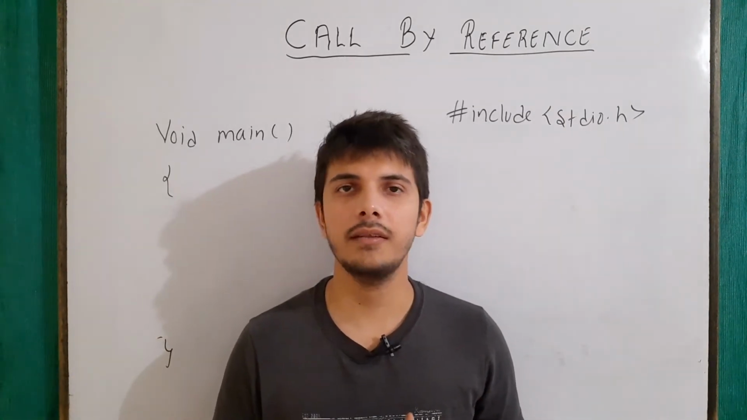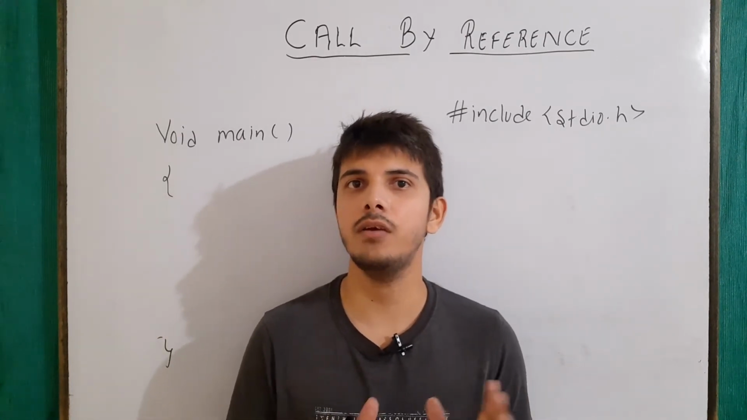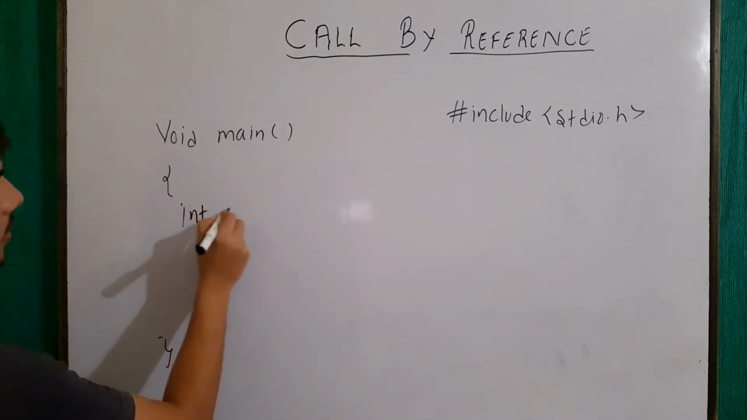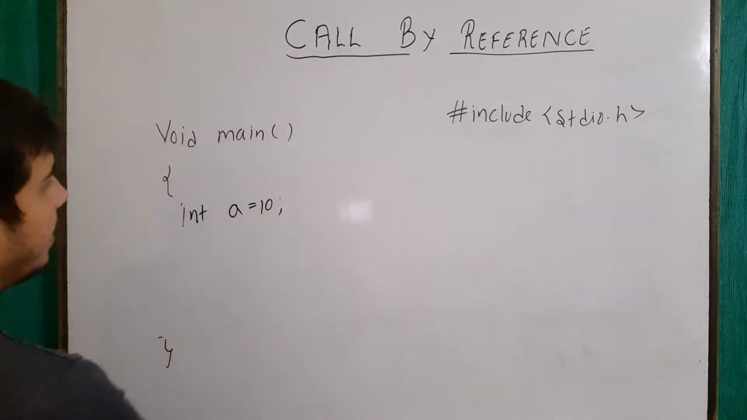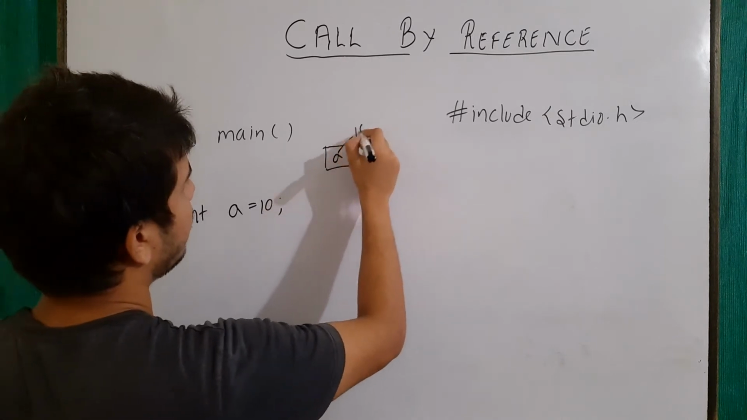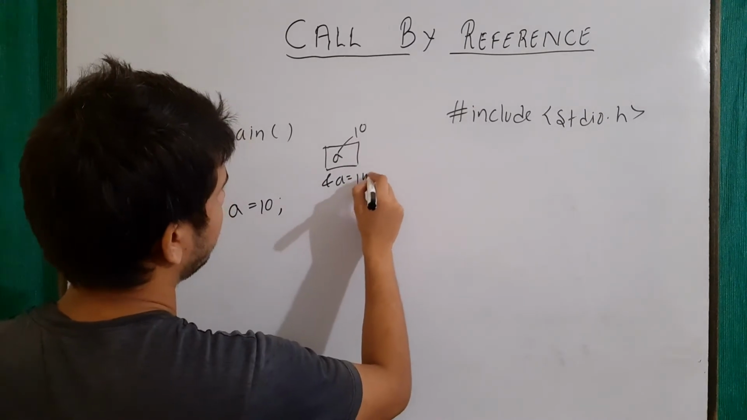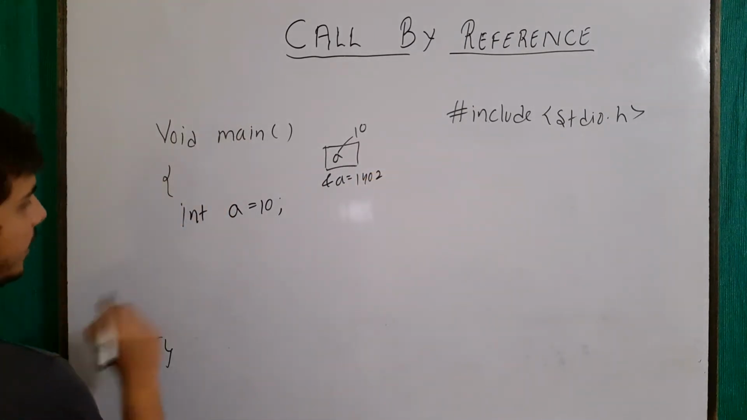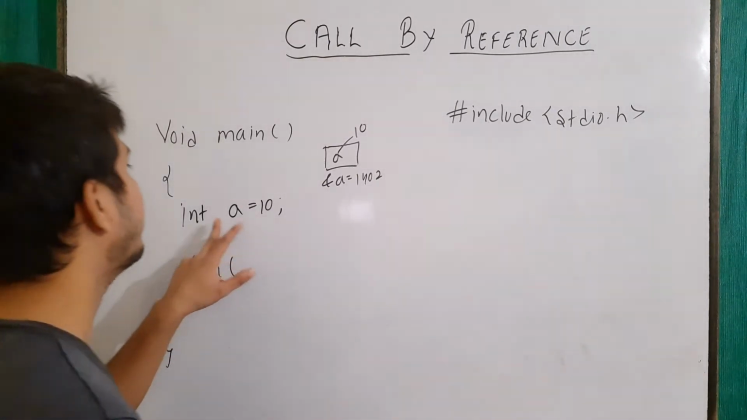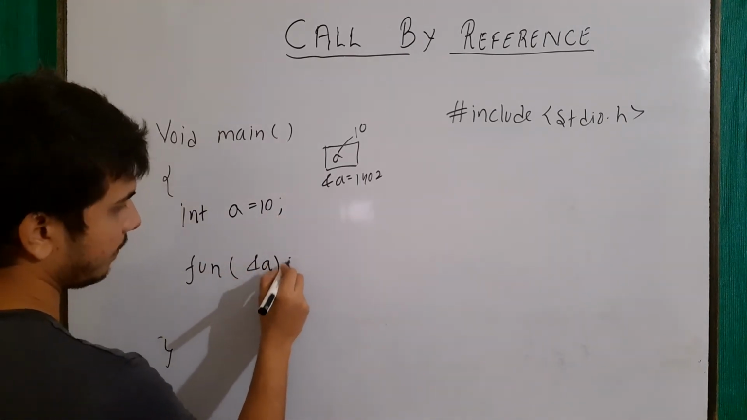In the call by reference method, we send the address of the variable. Instead of sending the value, we send the address. So let's say there is a variable int a, and I give it the value 10. Some memory will be given to it. The value of a is 10, and &a, let's say a random address, is 1402. Then I will call the function, and in the function I will send the address of this variable. So I'll send &a.